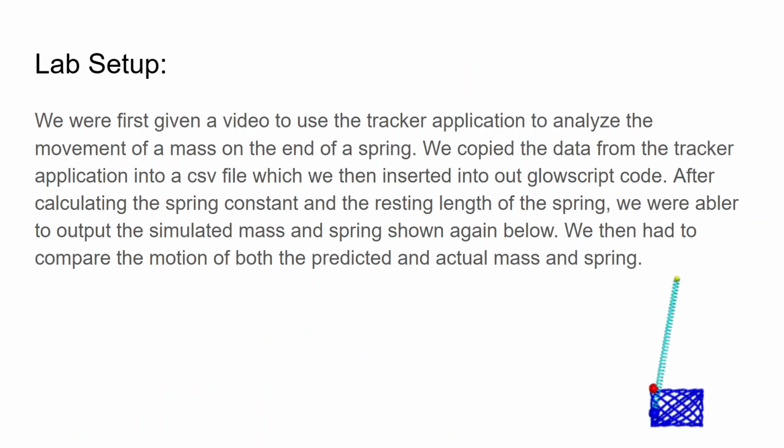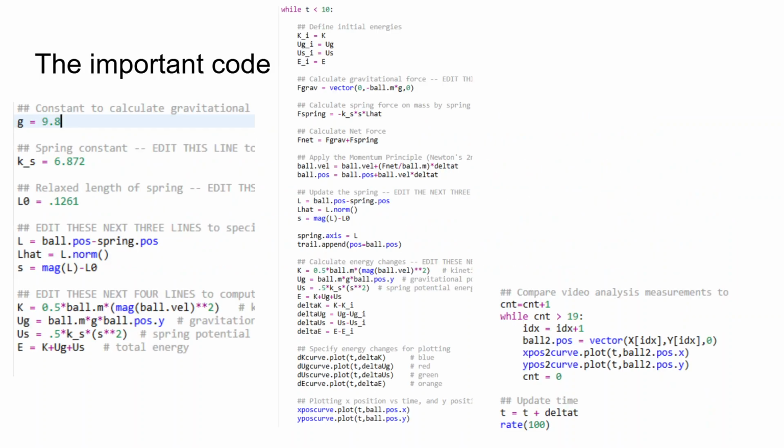For the lab setup, we were first given a video to use the Tracker application to analyze the movement of a mass on the end of a spring. We copied the data from the Tracker application into a CSV file, which we then inserted into our GlowScript code. After calculating the spring constant and the resting length of the spring, we were able to output the simulated mass and spring, shown again below. We then had to compare the motion of both the predicted and actual mass and spring.